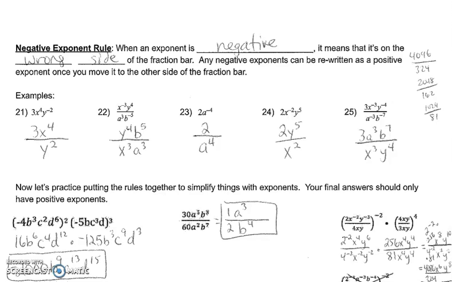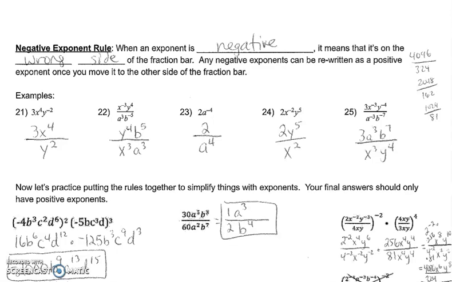So negative 4b to the 3rd, c to the 2nd, d to the 6th all need that exponent of 2 put on them. Negative 4 to the 2nd power is a negative 4 times a negative 4, so that's why it's a positive 16. You're going to multiply those exponents, so 3 times 2 is 6, 2 times 2 is 4, and 6 times 2 is 12. Then you're going to go to the second set of parentheses and do the same work.